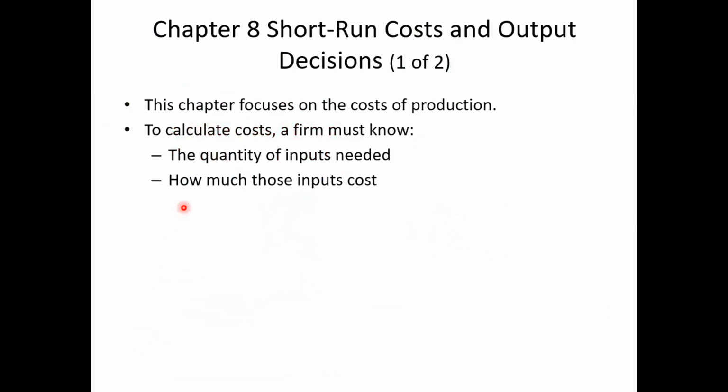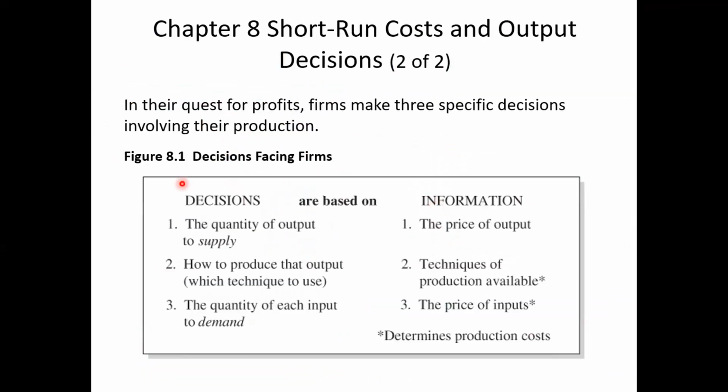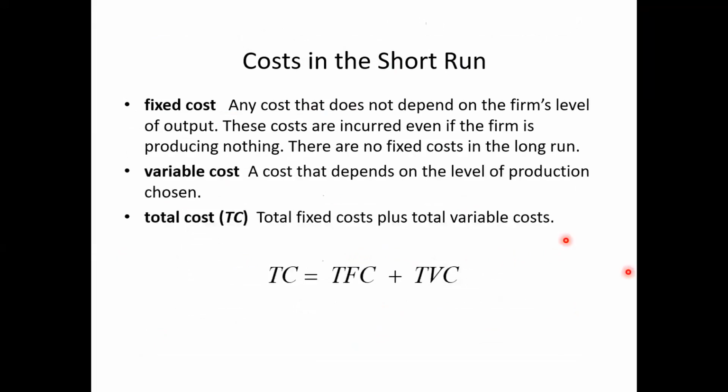Today we're focusing on costs of production. Now, to do your costs, you need to know the quantity of inputs you need and how much those inputs cost. This is an echo back to Chapter 7. What 3 decisions do you make? How much are you going to produce? What's the price? These two decisions will determine your revenue, but then knowing the techniques of production available and the price of the inputs, these will give you your costs.